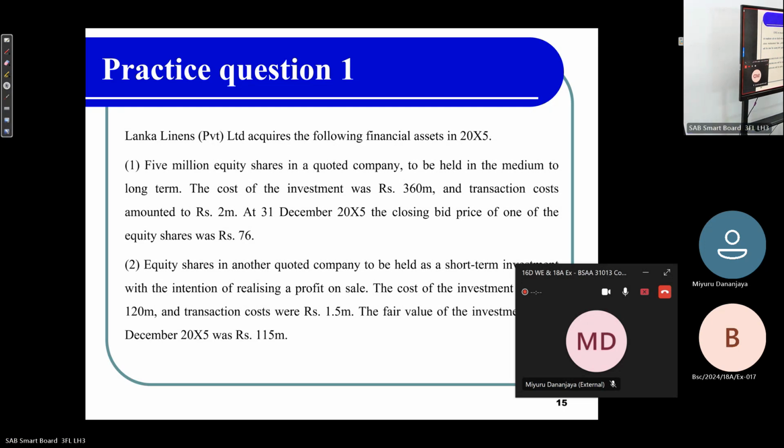You need to show the extracts of financial statements. What are the extracts? The investment in the statement of financial position, categorized as fair value through OCI. Everything is done. 380, that is the category.